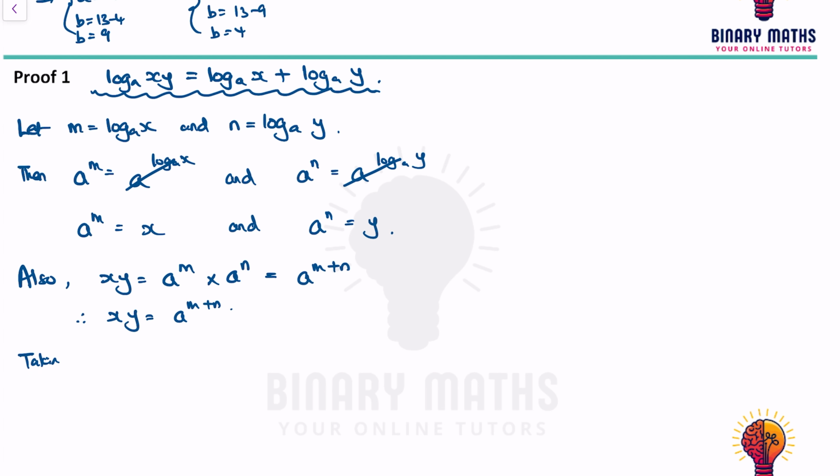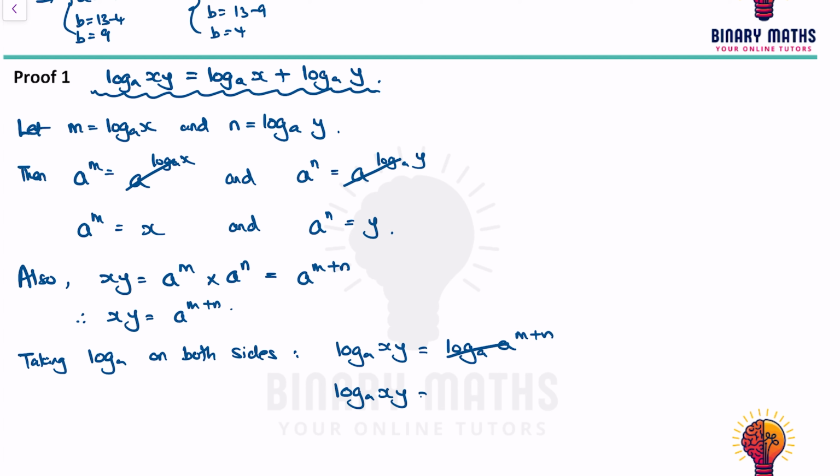Taking log base a on both sides, what do I get? I get log base a of x times y is equal to log base a of a to the power of m plus n. These two cancel out, which means log base a of xy is equal to m plus n.